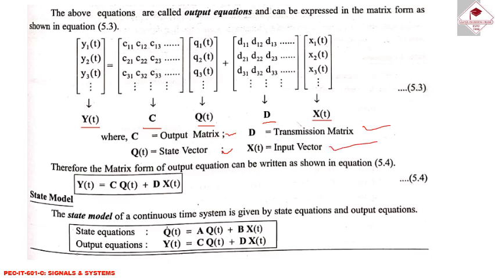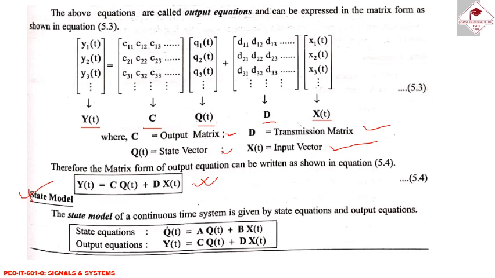If I combine the whole system, the matrix form of the output equation can be shown in this equation: y(t) is equal to C q(t) plus D x(t). Now if I combine these, the state model can be formed.